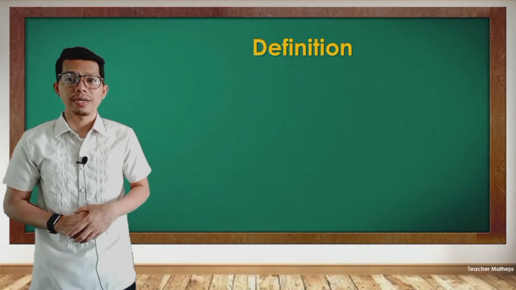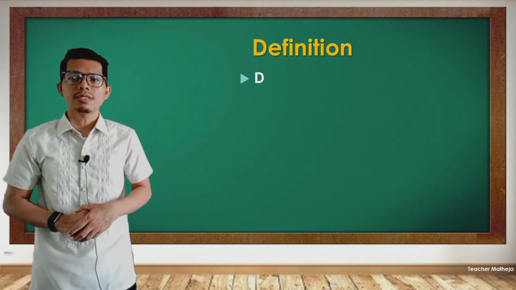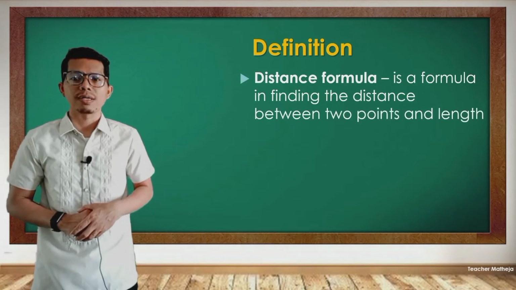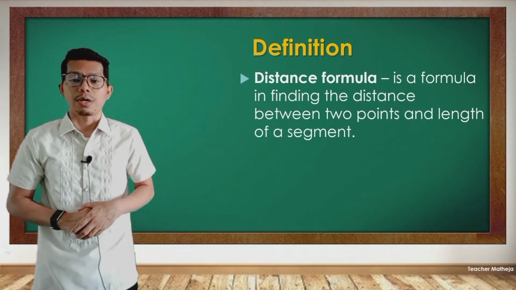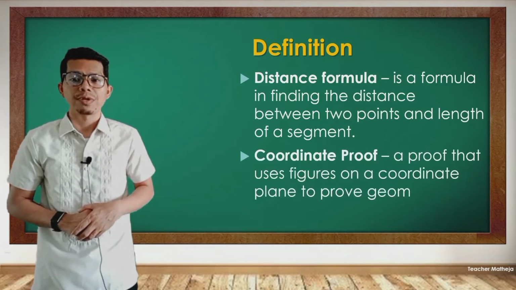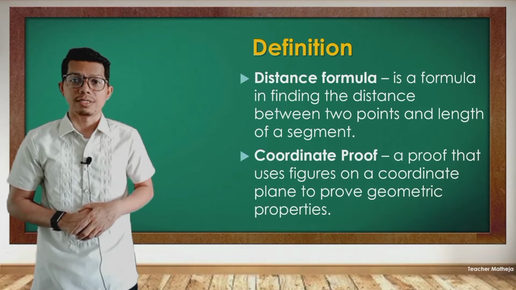Let us define the distance formula and the coordinate proof. Distance formula is a formula in finding the distance between 2 points and the length of a segment. A coordinate proof is a proof that uses figures on the coordinate plane to prove geometric properties.